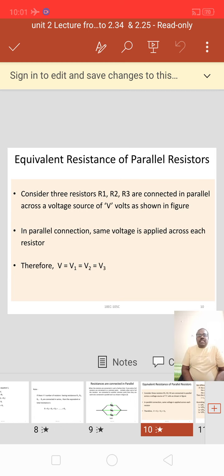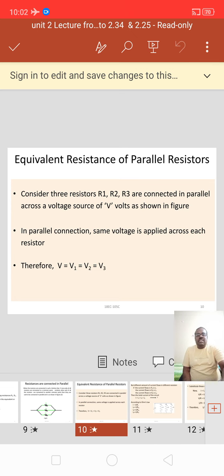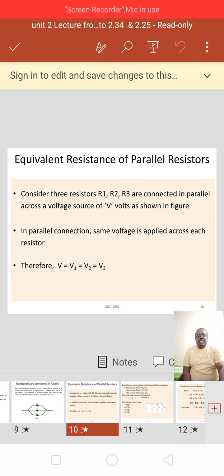Okay, consider these three resistors R1, R2, R3 connected in parallel across a voltage source of V volts as shown in the figure. In parallel connection, the same voltage is applied across each resistor. Therefore, V equal to V1 equal to V2 equal to V3. The difference between series connection and parallel connection is this: in series connection, the current flowing through the three resistors is equal, but in parallel connection, the voltage across the three resistors is equal. This is the main difference between parallel and series connection.